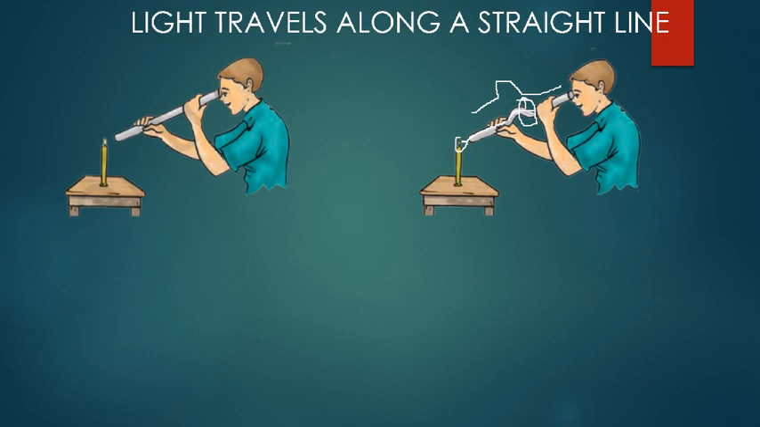So this experiment tells us that light travels along a straight line. This property of light is called rectilinear property of light.